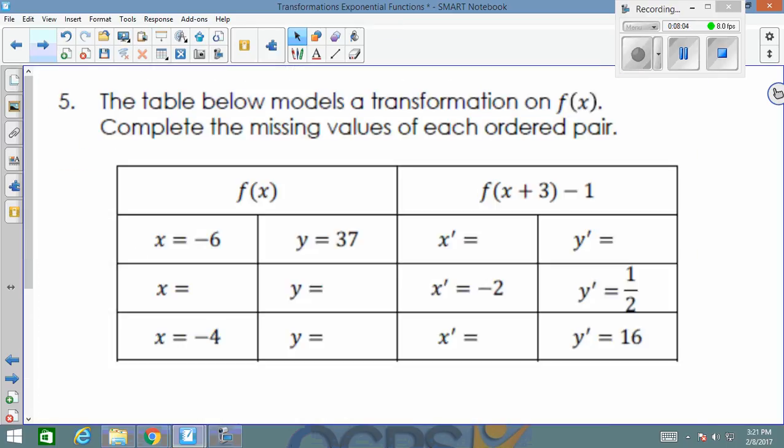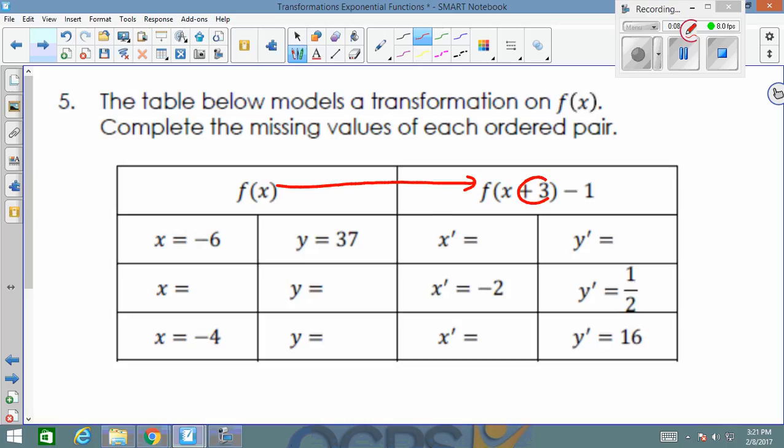Okay, so this one says the table below models a transformation, complete the missing values. So I needed to go from the original to the transform. This plus 3 means it's going to go left 3 because it's opposite of what it is, and down 1. If it asks me to go backwards, then I got to do the opposite. I got to go right 3 and up 1.